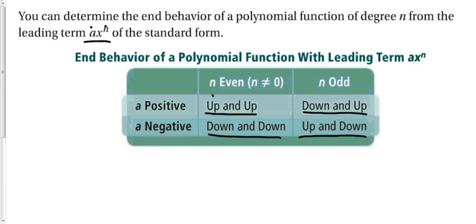So this means left end going up, right end going down. Left end going down, right end going down. Left end down, right up. Left end up, right end down. Okay. So it depends. It depends on whether a is positive or negative and n is even or odd. And this chart shows the graph from left to right.